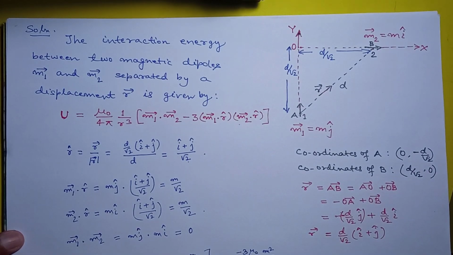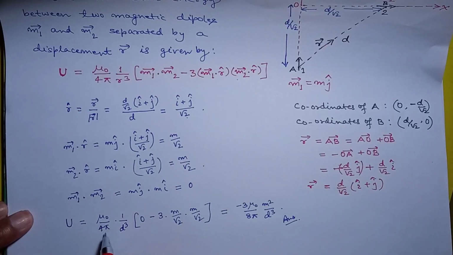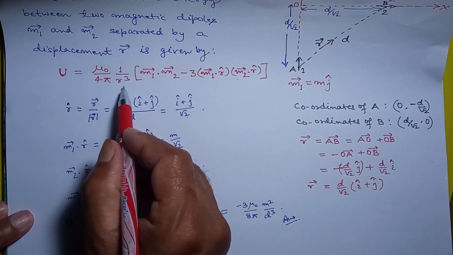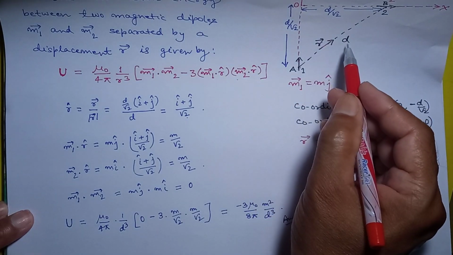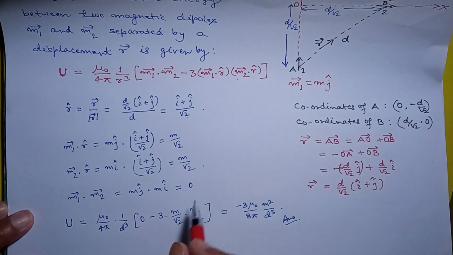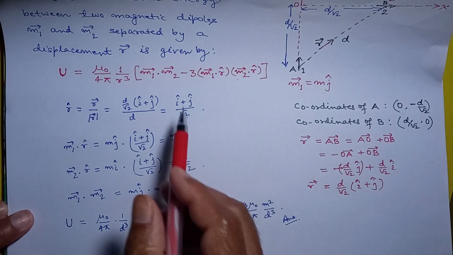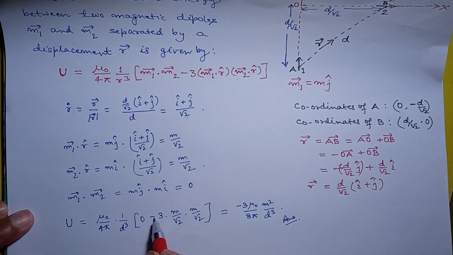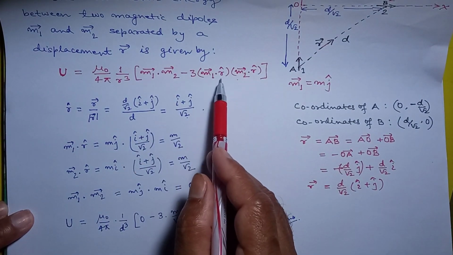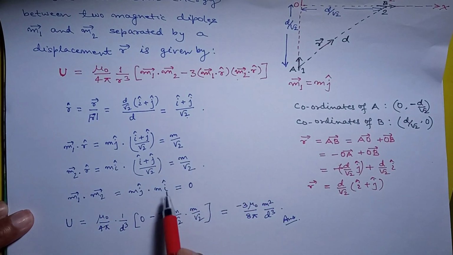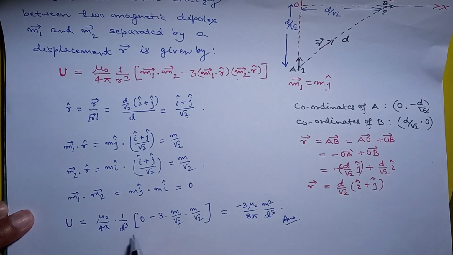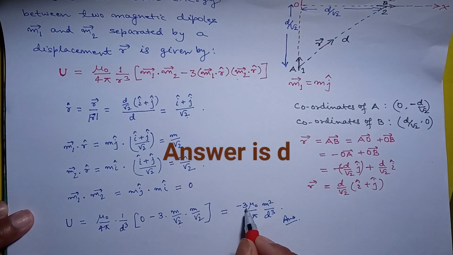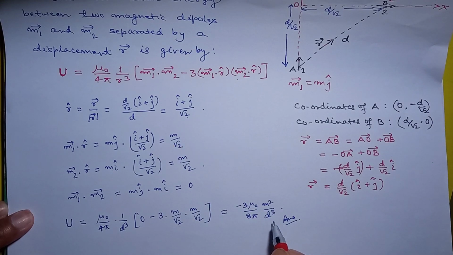So the interaction energy is U equals mu naught upon 4 pi, 1 upon r is replaced by d, because mod of r is d here given, 1 upon d cube, and now substituting these values we find m1 dot m2, that is 0, minus 3 m1 dot r hat m upon root 2, again vector m2 dot r hat, it is m upon root 2. So by simplifying this we get minus 3 mu naught upon 8 pi m square upon d cube. Thank you.